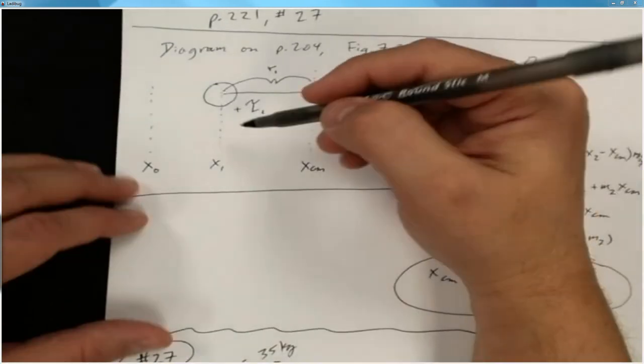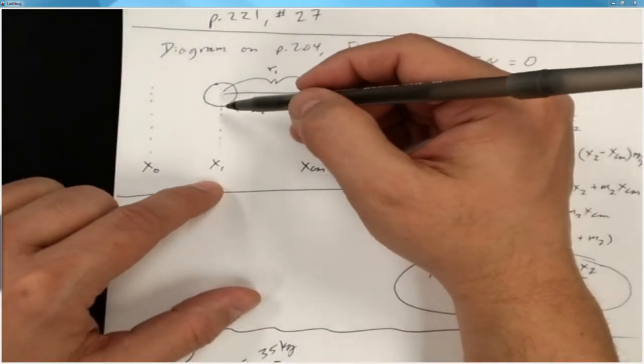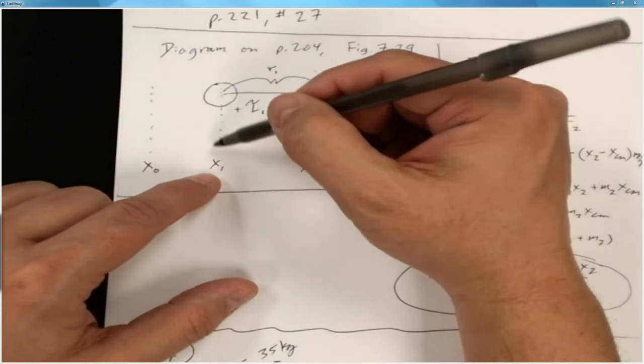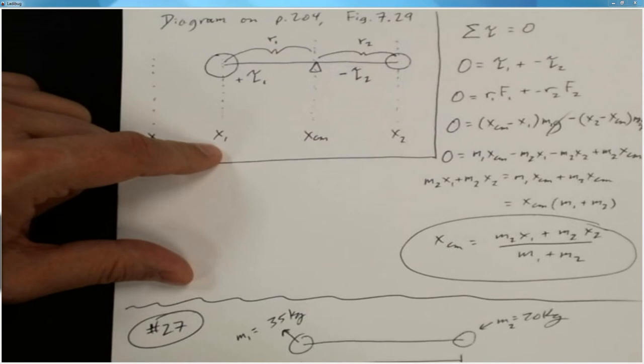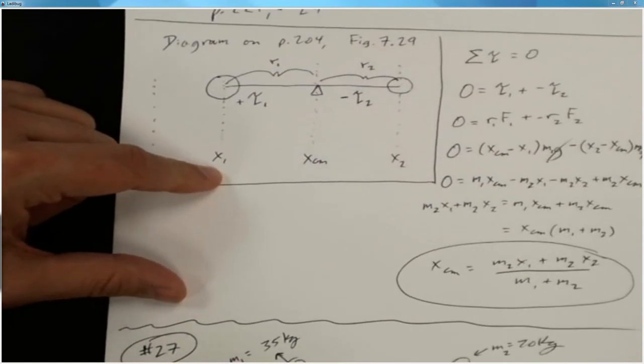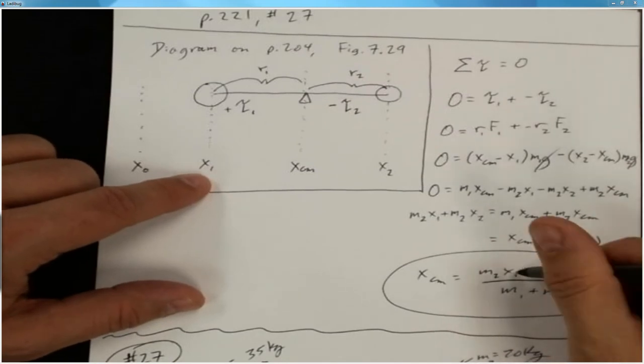Going back up to our example, we can set this origin anywhere we want. And I would suggest the easiest place for us to put it is right on x1. So if we put the origin on x1, then this equation would make x1 become 0.